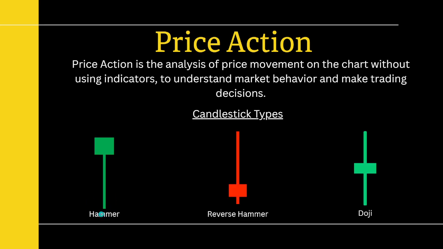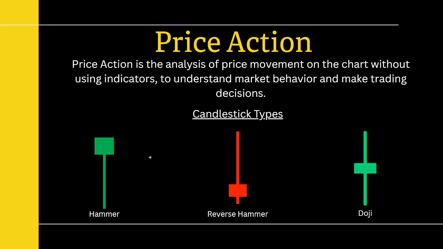First of all is the hammer. Why is it called the hammer? Because it looks like a hammer. The hammer has a long wick and its body is usually very small, it looks like a cube or a square, and it's usually on the top end of the wick. And it looks like a hammer, as you can see here.